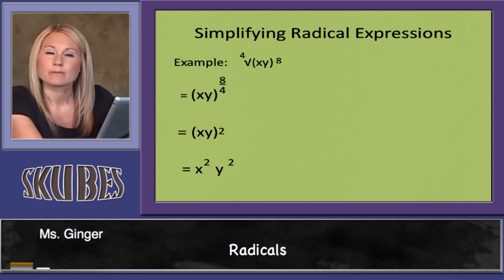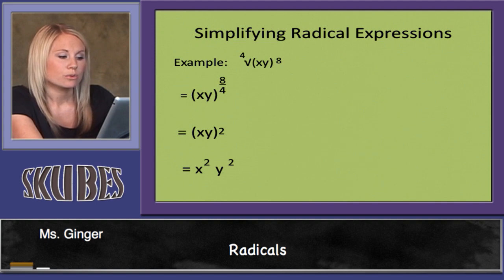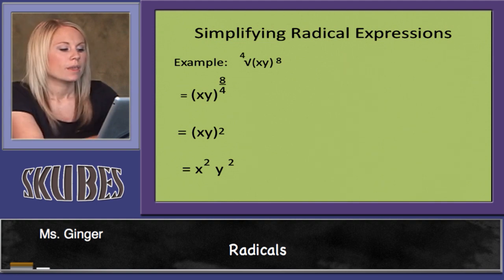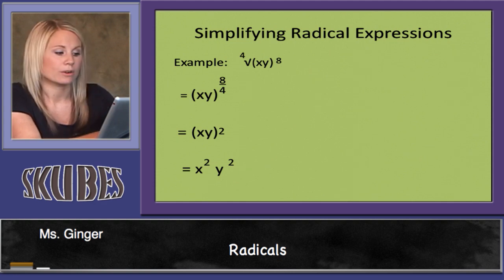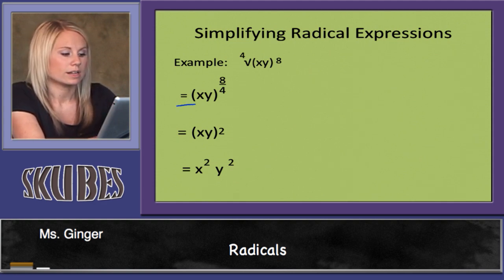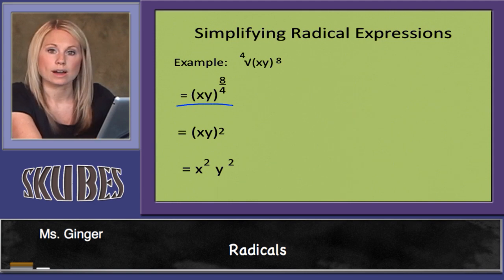A term with some variables in it. So I've got the 4th root of xy to the 8th power. So remember, the index number is going to become the denominator, and then any other numbers inside as powers are going to become the numerator. So I've shown you that here. So next step, we would take xy, the product xy, to the 8 over 4.